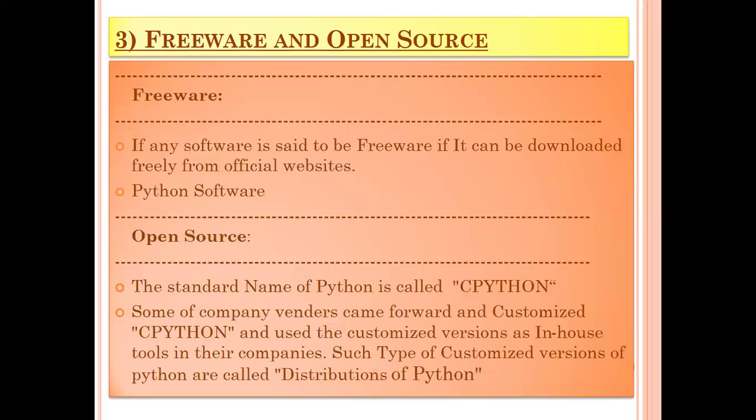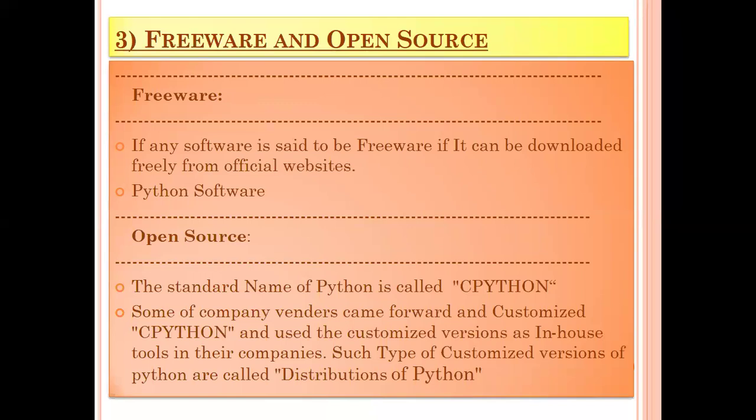Third feature, freeware and open source. What do we understand by freeware? It is said to be freeware because it can be easily and freely downloaded. We can easily and freely download Python from its official website. What is the official website? That is www.python.org. So we can freely download it from its official website.